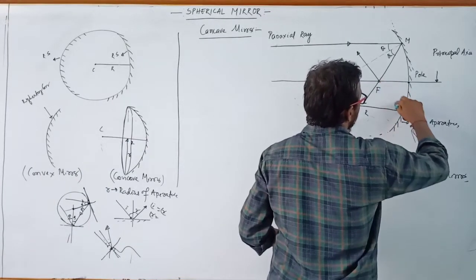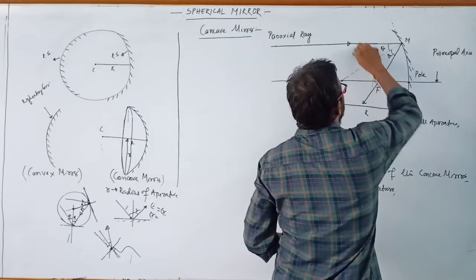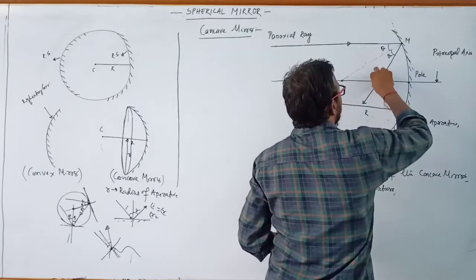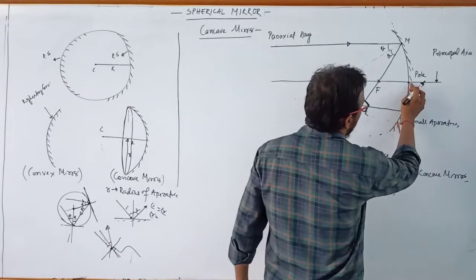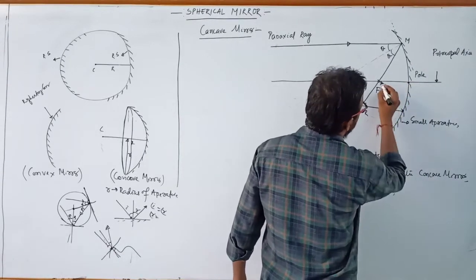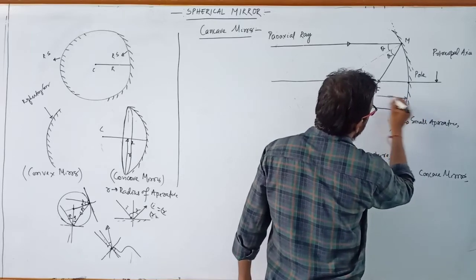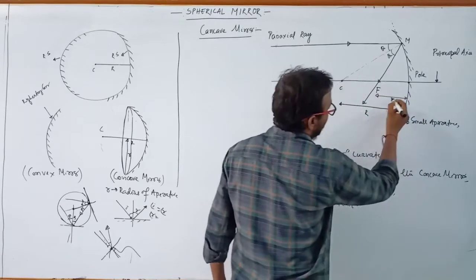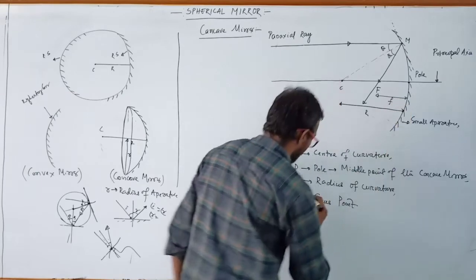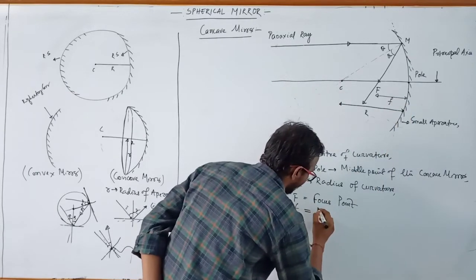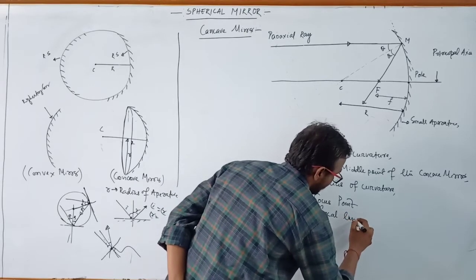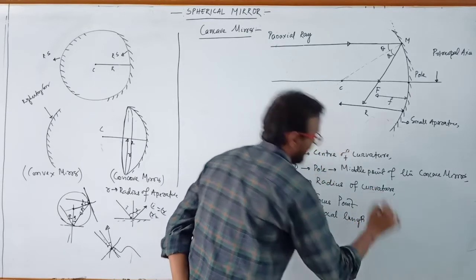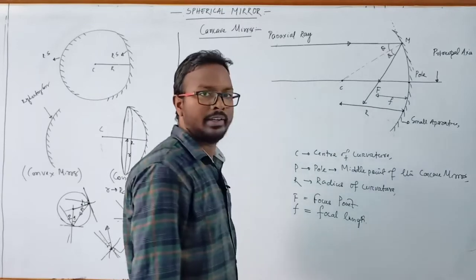Now we have to discuss what is focus or focal length. This distance from pole to F is known as the focal length, and it is denoted by small f. So what is small f? Small f means the focal length of the concave mirror.